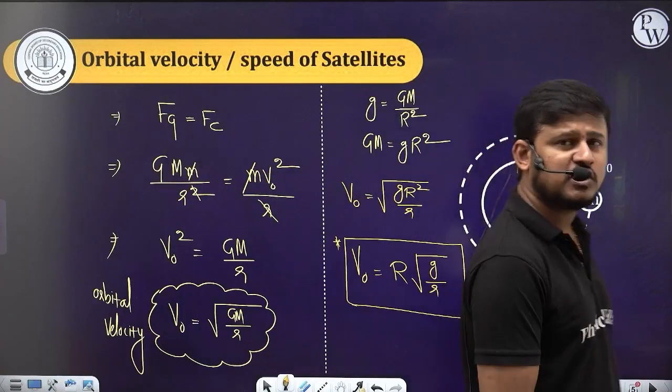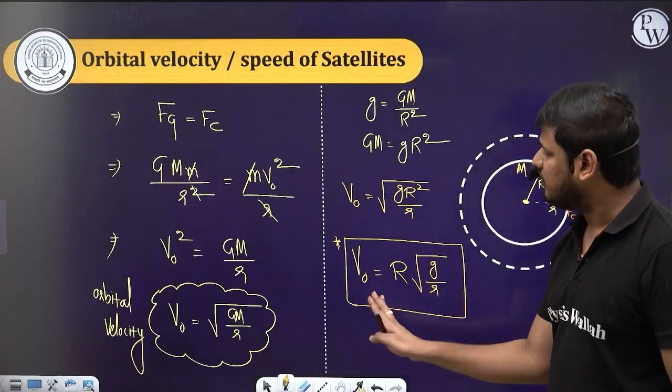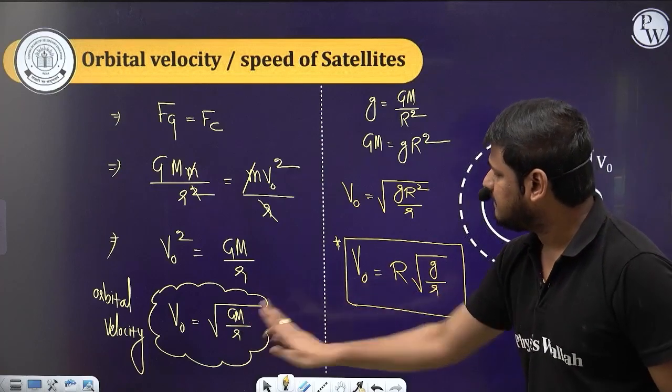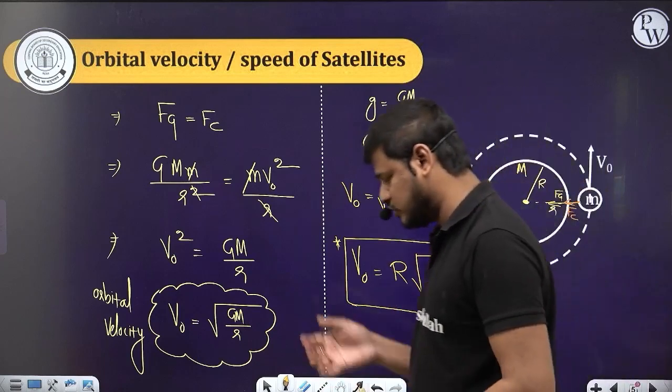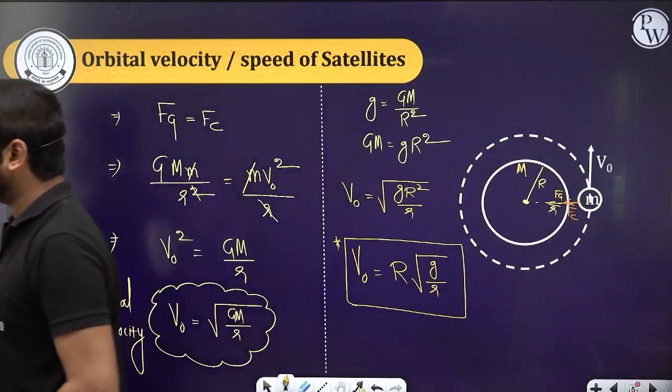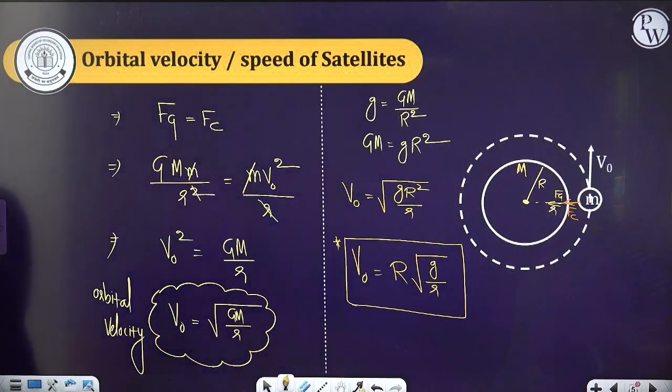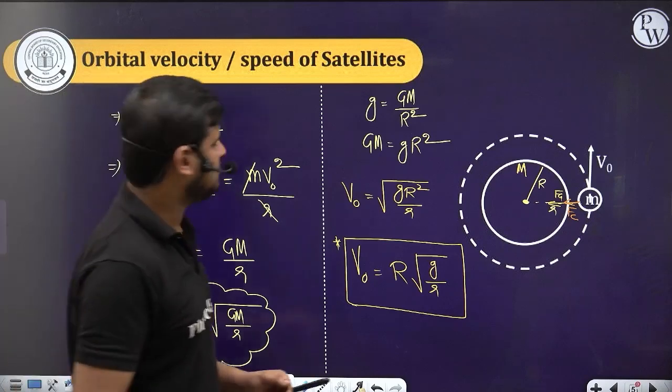The orbital velocity concept clear? What's the formula in terms of GM by r? And here in terms of small g also we wrote the formula. So just have a look at that one. Clear? Any doubt here? Any doubt related to this? Fine. Chal. Next. So let's go for the next question or concept.